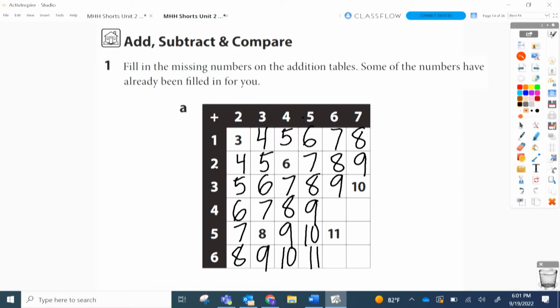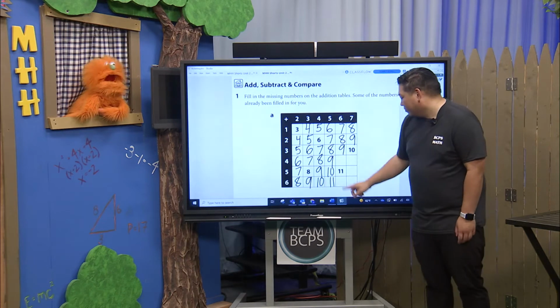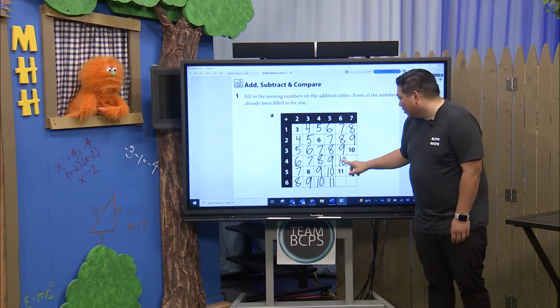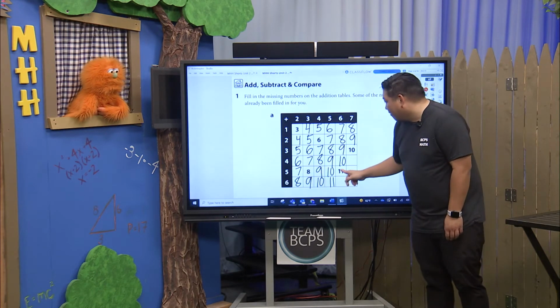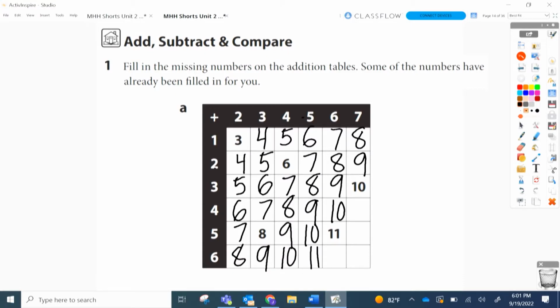Let's challenge ourselves a little. Let's do 6. 6 plus 4 would be 10. We love that one. 6 plus 5 is 11. 6 plus 6? 12. Doubles fact. All right. Now we have 7 plus 4. 11. Okay. 7 plus 5? 12. And 7 plus 6? 3,000. Just kidding. 13.